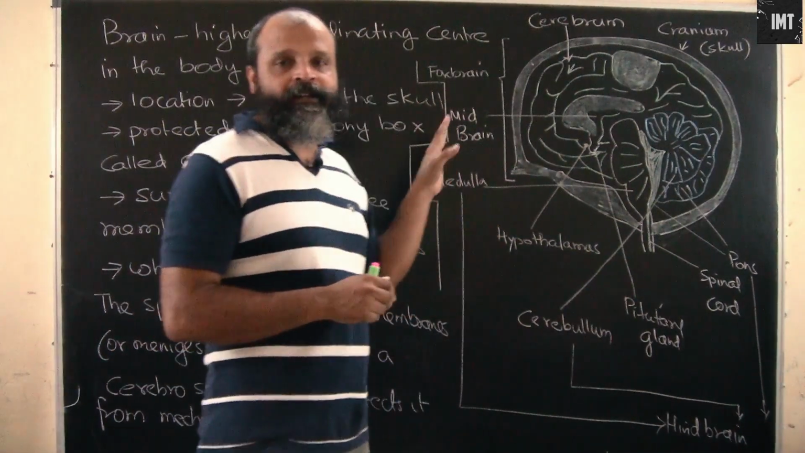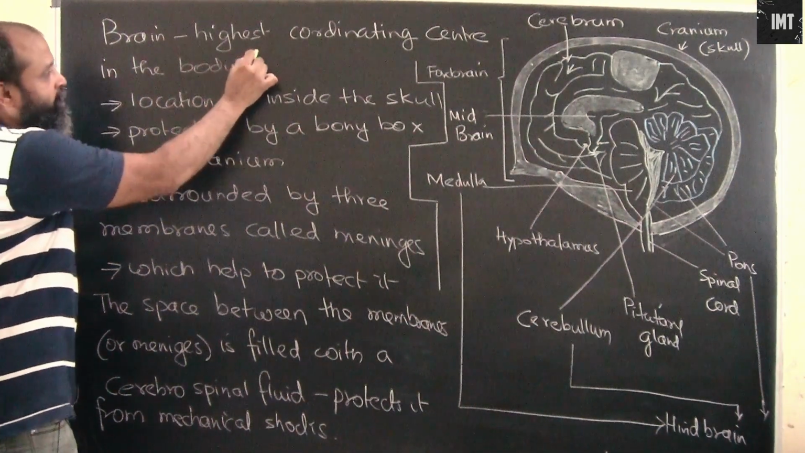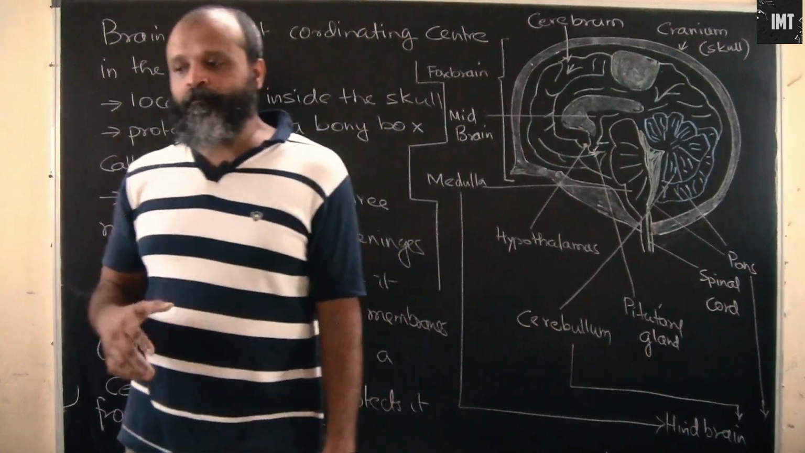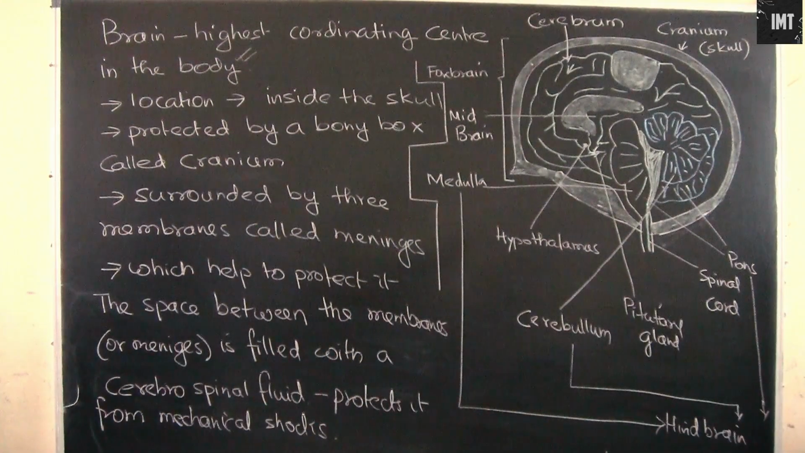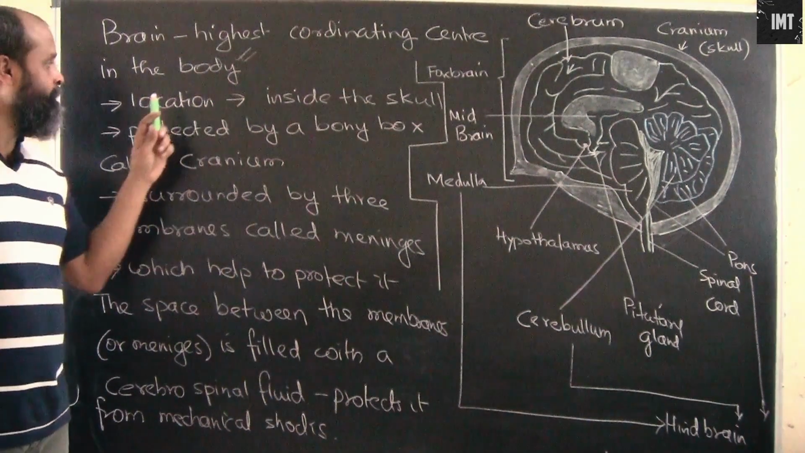First of all, we will understand what the brain is. The brain is the highest coordinating center in the body. There is nothing more powerful than the brain as a coordinating center. So the brain is the highest coordinating center of the body.